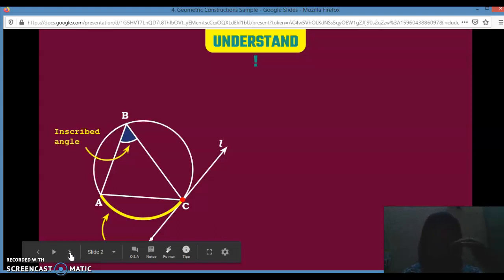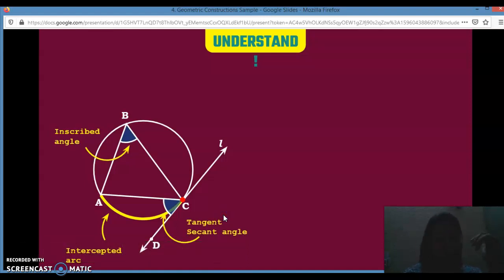Now if you will see line segment AC and line L tangent, both makes an angle at point C. So this angle is known as tangent secant angle because it is made between tangent and the secant. Now, if you will see the star mark at the position of angle ACD and angle ABC, these two angles are equal to each other.